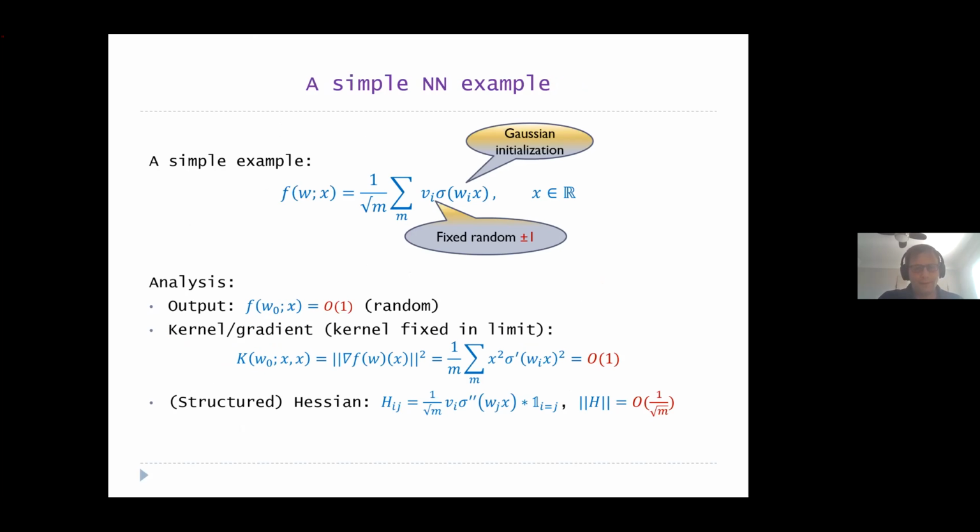Now, let me just give you a simple example to show that this is a non-trivial effect. The very simple example is the following. Just take a 2-layer neural network with one hidden layer, and you can write it mathematically as simply this sum. The w_i's here are some sort of initialization, and the v_i's I'm just taking to be fixed random plus or minus 1. So only the first layer is trainable. And sigma here is just some function. It doesn't really matter. You could take it to be a sigmoid. It's some nonlinear function.